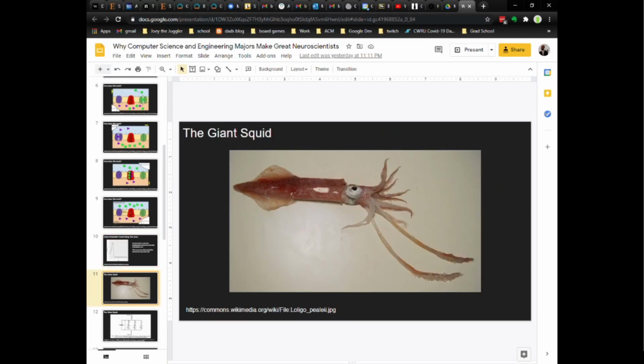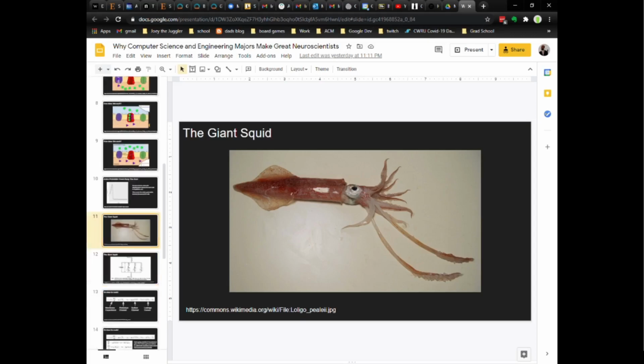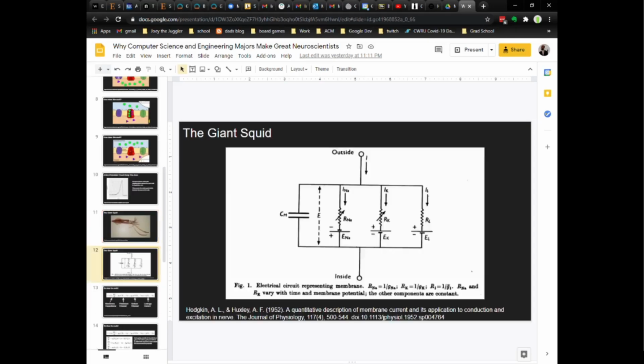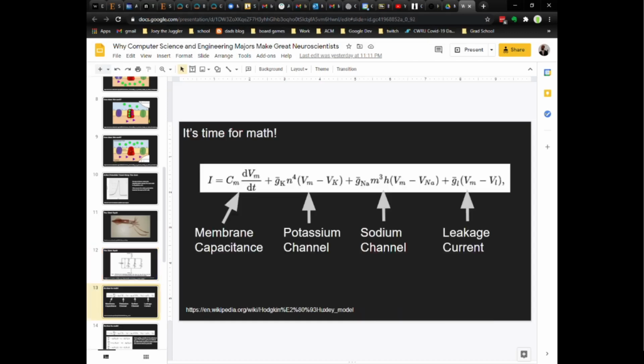Now, to model this, we take a giant squid back in 1952 by Hodgkin and Huxley, who were able to create this circuit. This is a relatively simple circuit. We have a capacitor, and then we have a couple of the ion channels, and we model it with circuits. So, electrical engineering, this is exactly what it is. We took the biology and created it into a circuit. How do we break that apart? Well, now we take the math of that circuit and we can model it.